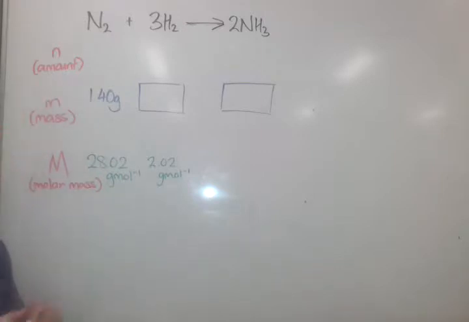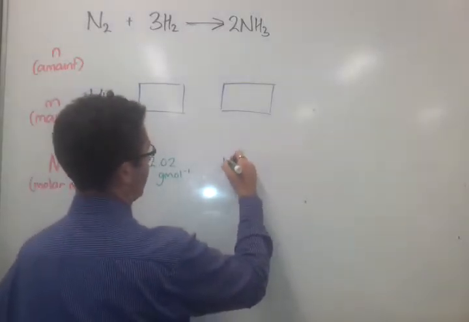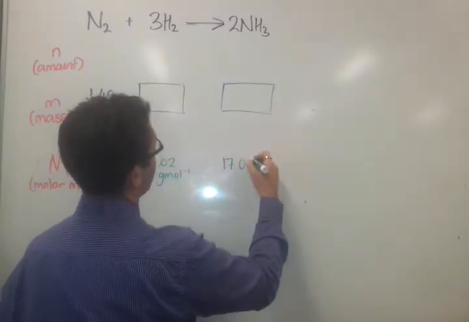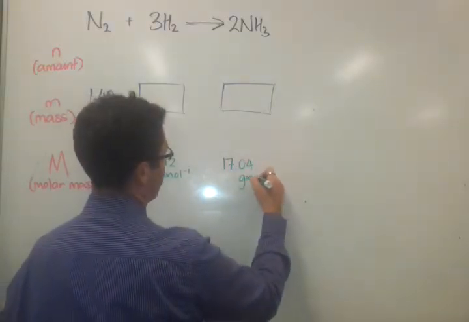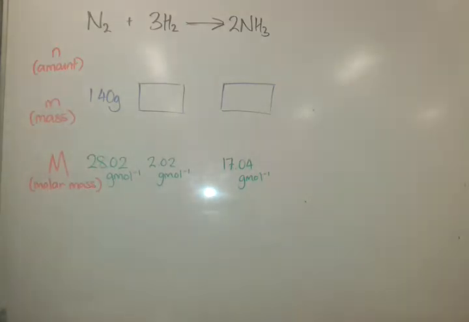So my maths, and please correct me if I'm wrong, is that is 17.04 grams per mole. Am I right? So let's check that. 1.01 times 3 plus 14.01. Cool?